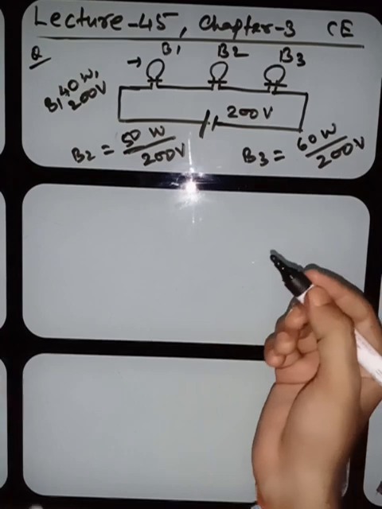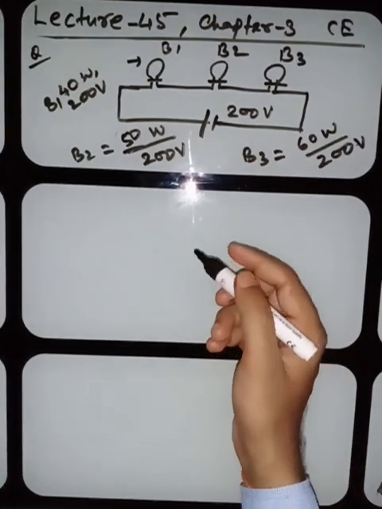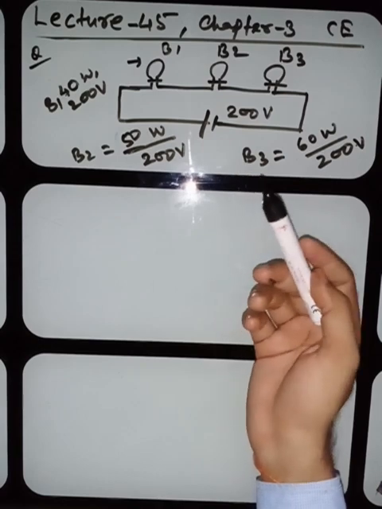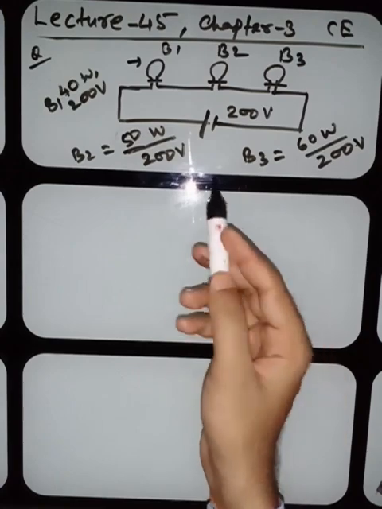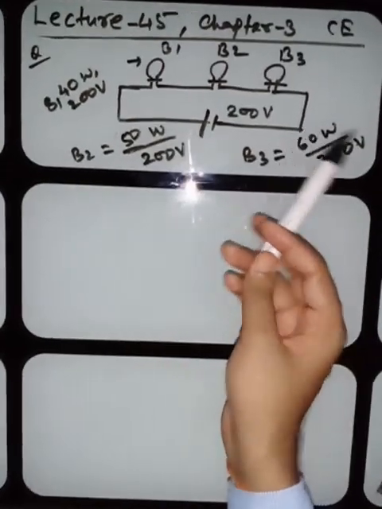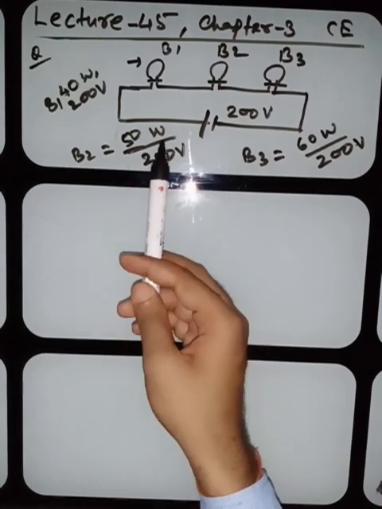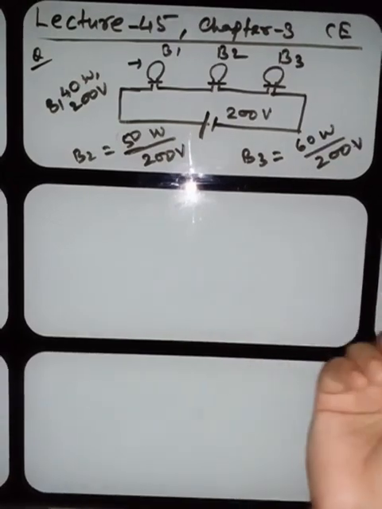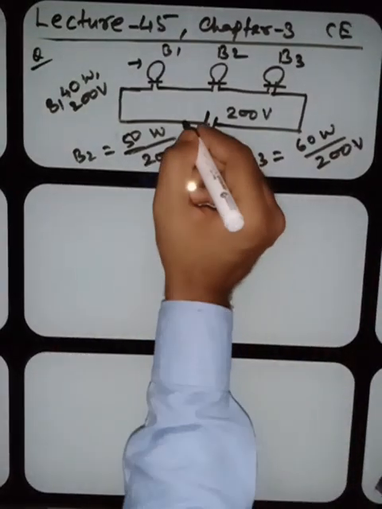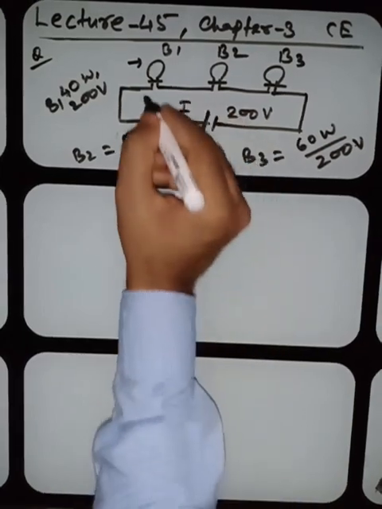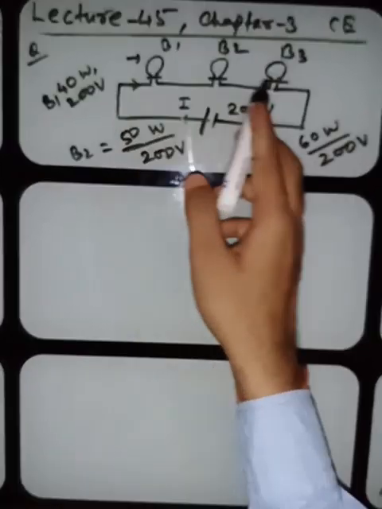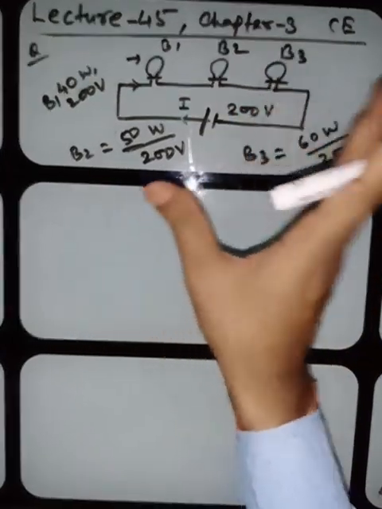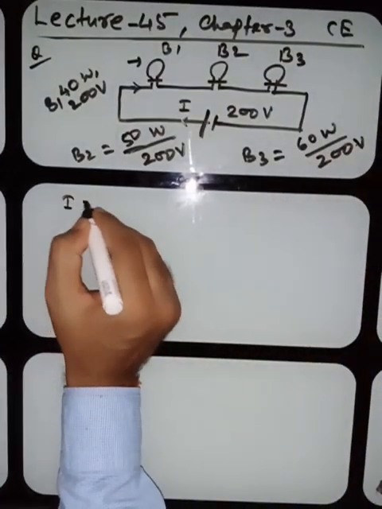This is the source. Now the question: which bulb will glow more if these 3 bulbs are connected in series? And the same question if these three bulbs are connected in parallel, which bulb will glow more? I will solve one question, and then you have to solve the parallel one by yourself. Now look here, the current will start moving and the current remains the same. I'm solving by taking general values. Here the current is I.